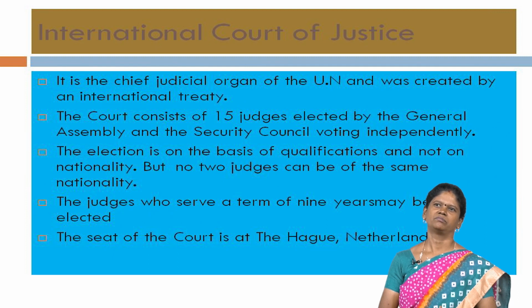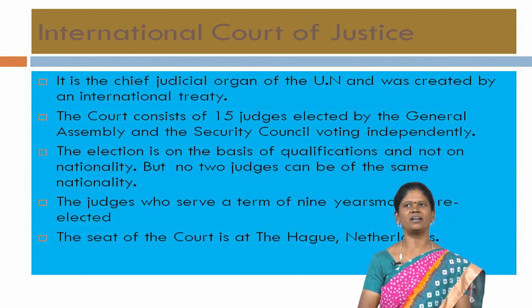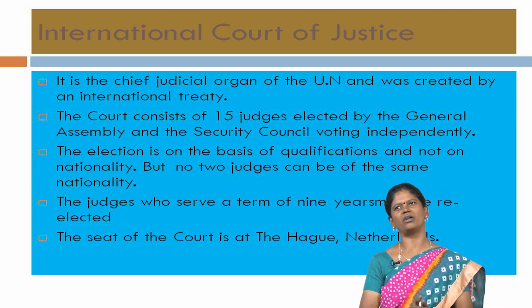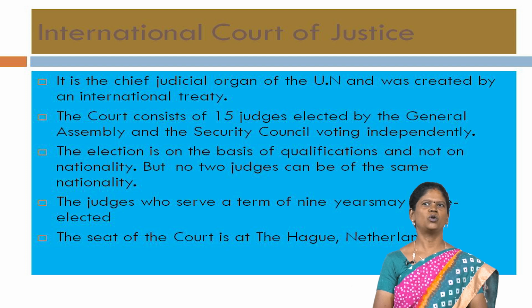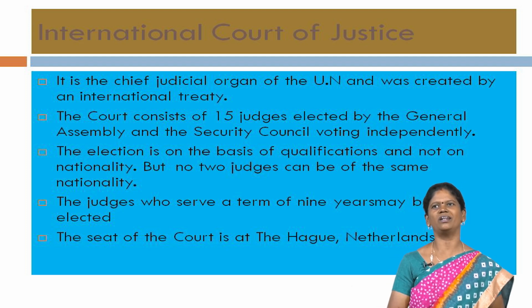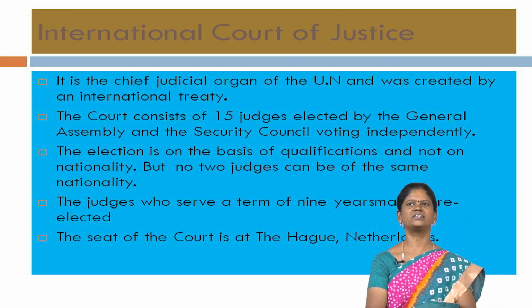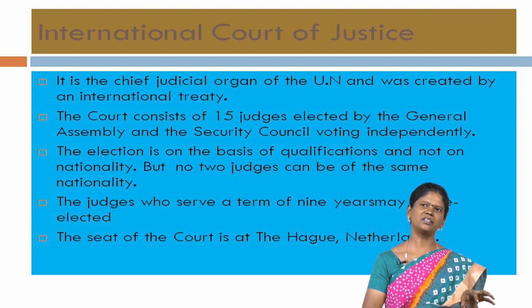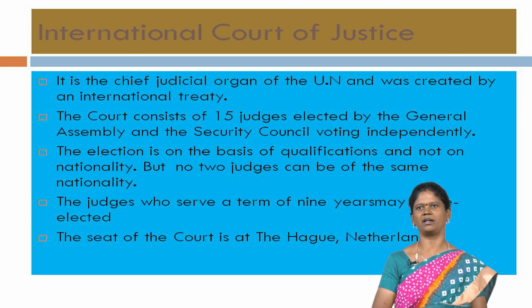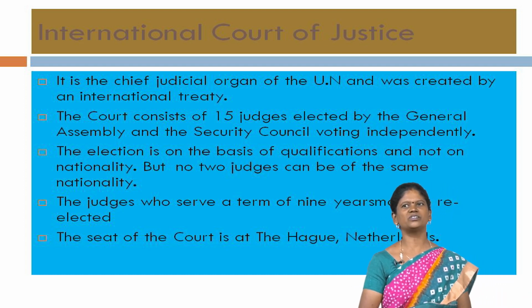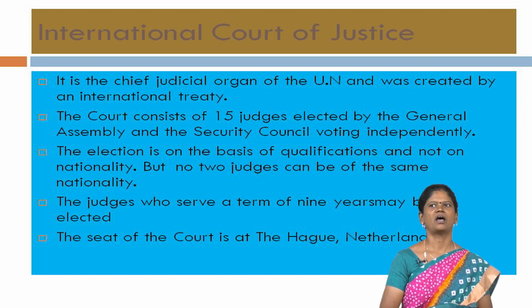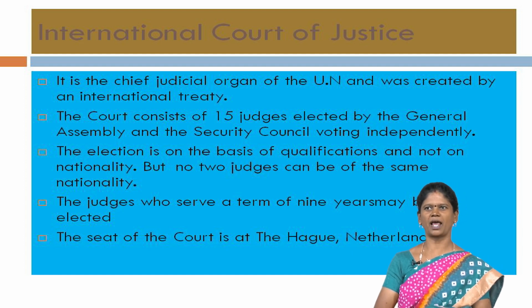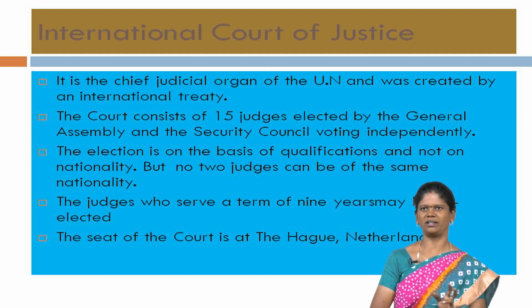Then another one, prominent organization: the International Court of Justice. It is the chief judicial organ of the UN and was created by an international treaty. The court consists of 15 judges elected by the General Assembly and the Security Council voting independently. The election is on the basis of qualifications and not on nationality, but no 2 judges can be of the same nationality.